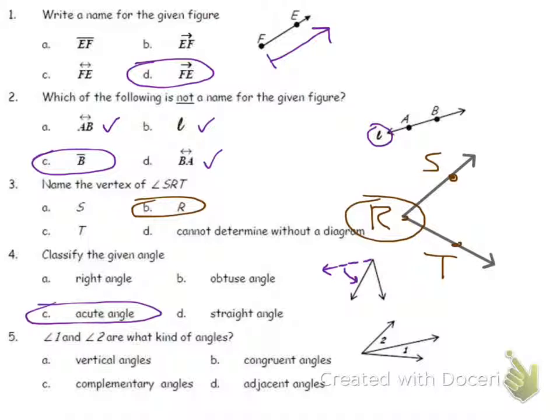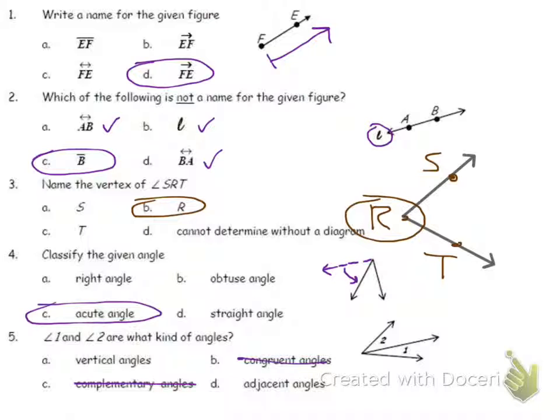Number 5, we have angles 1 and 2. We need to figure out what type they are. First of all, I notice I don't know anything about their measurements, so I can't assume that they're complementary. So that's going to be out. I also don't know if they have the same measure. There's no markings, so they're not congruent angles.